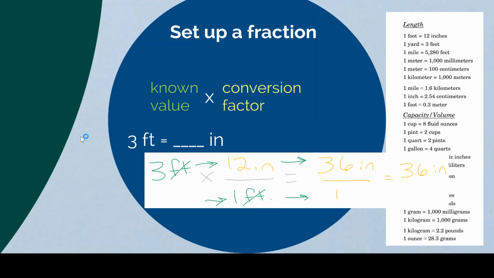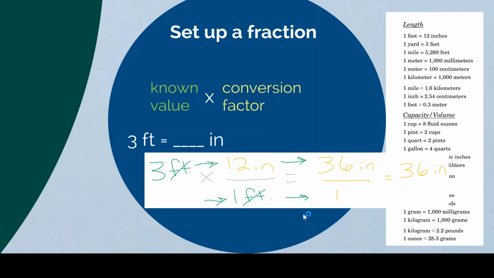Then I can multiply 3 times 12 to get 36. That 1 in the denominator carries over, and I end up with the fraction 36 over 1. Of course, any number divided by 1 is itself, so 36 inches. Notice that I crossed feet out. The reason why is because these feet cancel out, because if you divide anything by itself, you end up with 1. So it kind of cancels out. That's why I like this method, because I keep close track that I've gotten rid of where I'm coming from, and that I'm left with where I'm going.